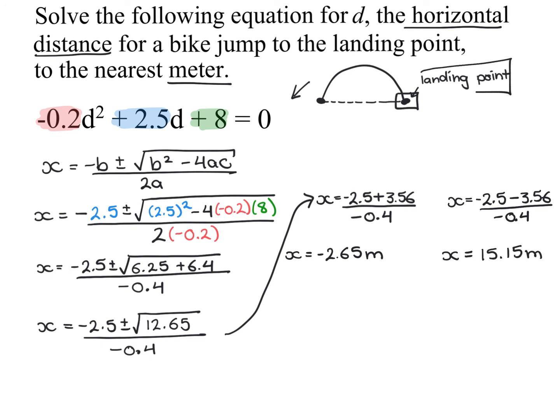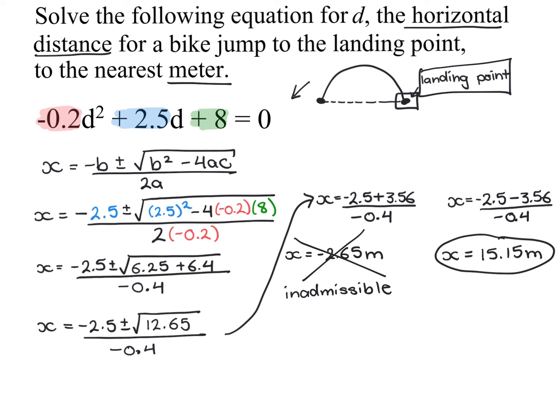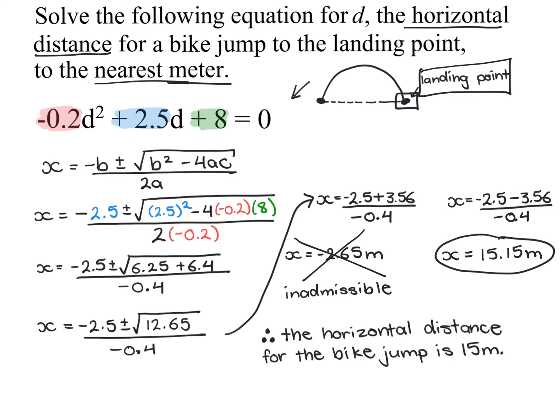Now we are trying to find the landing point. It doesn't make sense for it to be negative 2.65. That just doesn't make sense. So that is inadmissible, meaning our landing point is 15.15, but they want it in nearest meters, so therefore the horizontal distance for the bike jump is 15 meters.